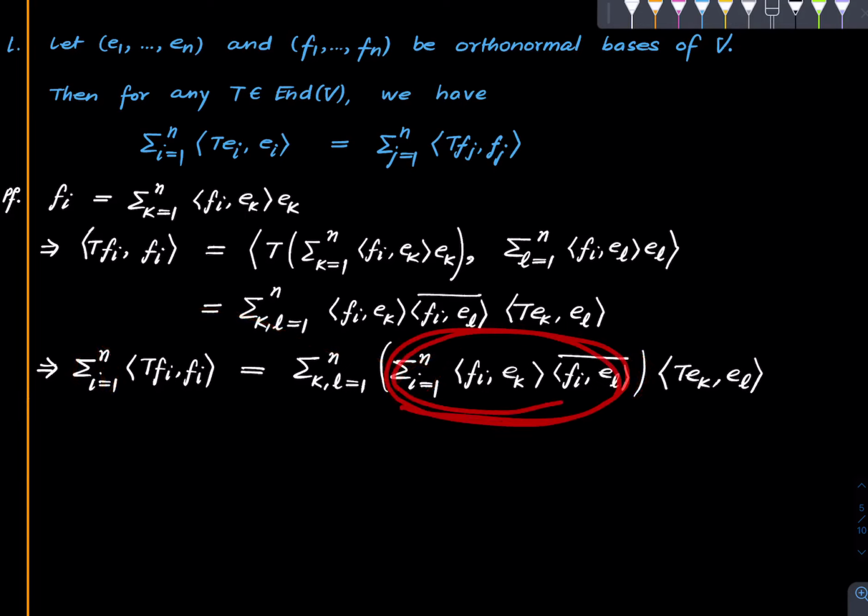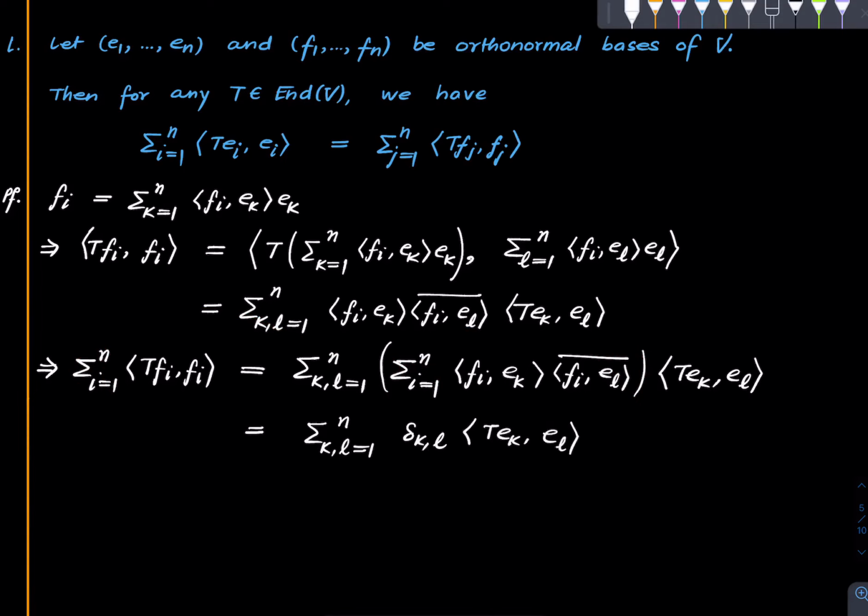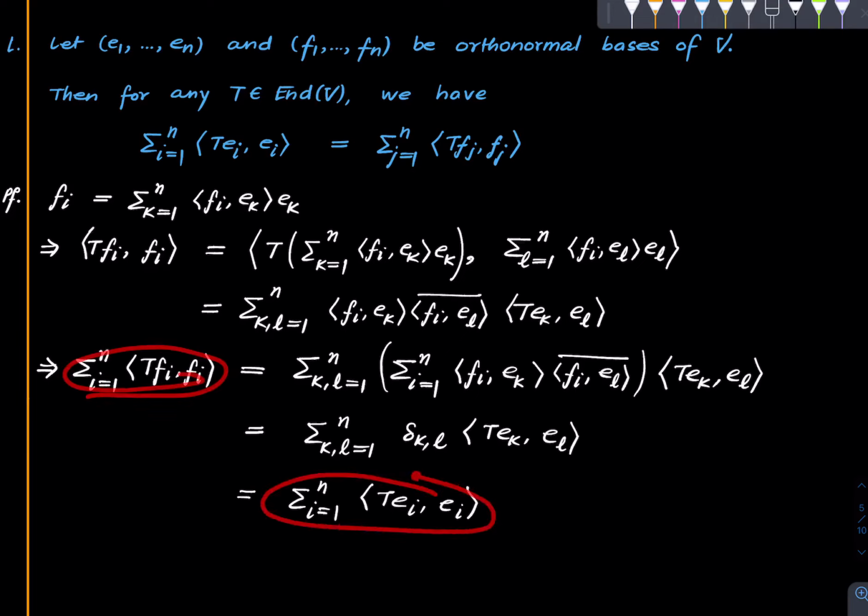But this is what we evaluated in the previous lemma, and this is nothing but the Kronecker delta of k and l, which, if we use the property of the Kronecker delta, this is nothing but, this is same as that. So again, I leave this step as an exercise. So yes, so we have this is equal to that, and that proves our very nice statement. And this allows us to define the trace of any linear endomorphism.